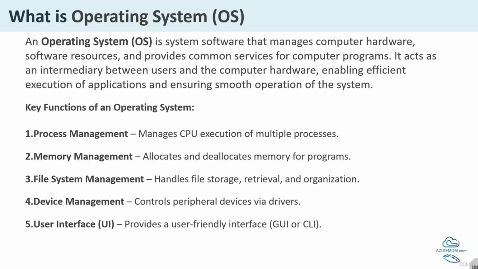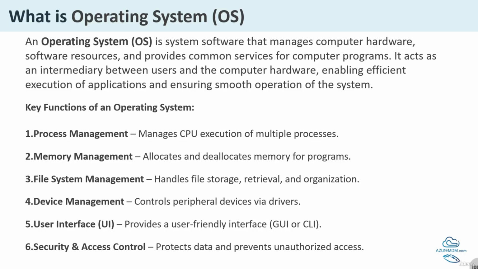User interface, UI. This is how you control the computer, either by clicking icons like on a phone or typing a command like on old computers. Security and access control. It protects data and prevents unauthorized access. The operating system locks your computer with a password and protects against viruses. It makes sure only you can see your private files.